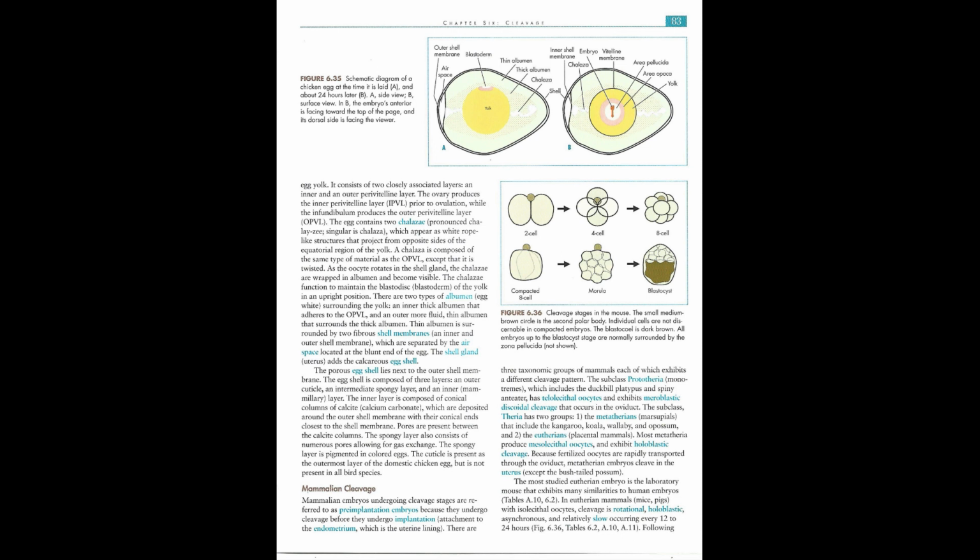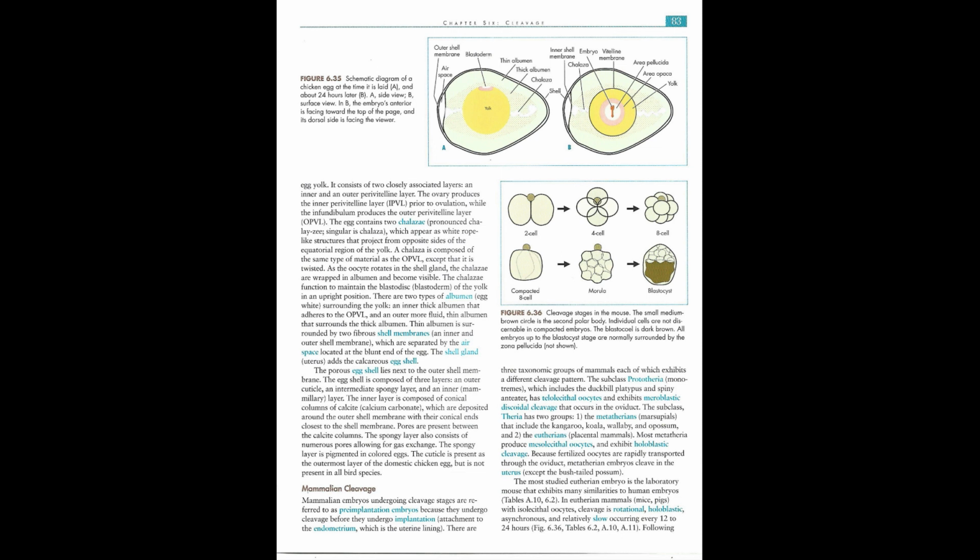There are three taxonomic groups of mammals, each of which exhibits a different cleavage pattern. The subclass Prototheria, monotremes, which includes the duckbill platypus and spiny anteater, has telolecithal oocytes and exhibits meroblastic discoidal cleavage that occurs in the oviduct.